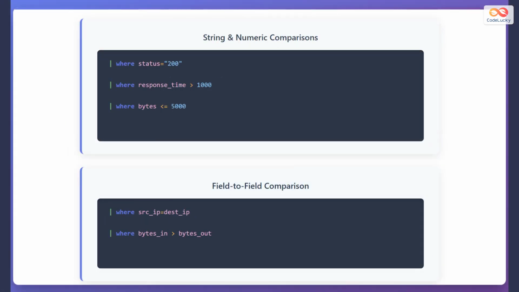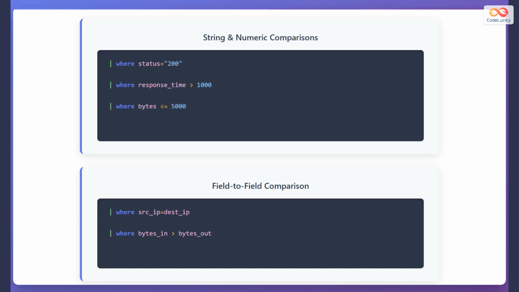Simple filtering with the where command covers both string and numeric comparisons. For string comparisons, you can use | where status="200" to find successful requests. For numeric filtering, | where response_time > 1000 finds slow responses, while | where bytes <= 5000 identifies smaller data transfers.